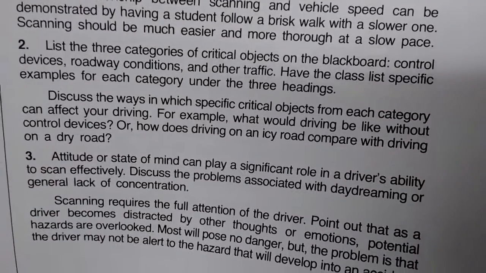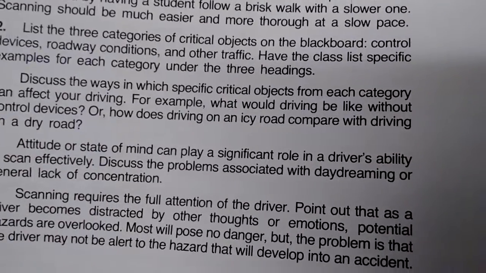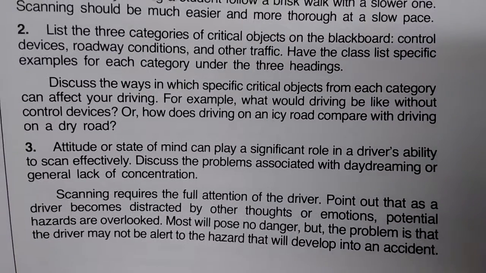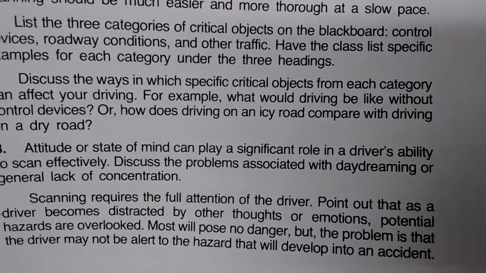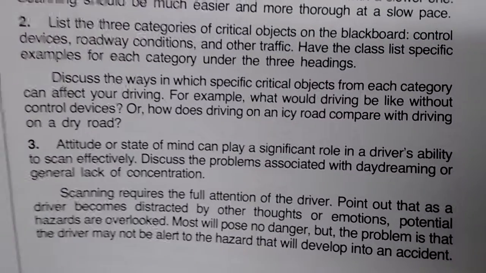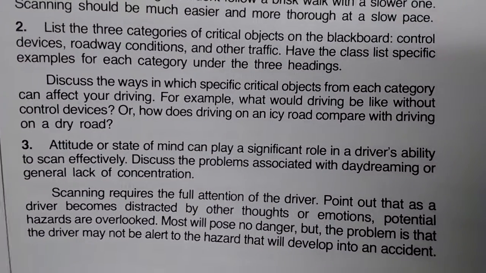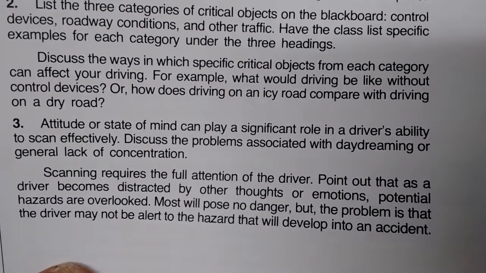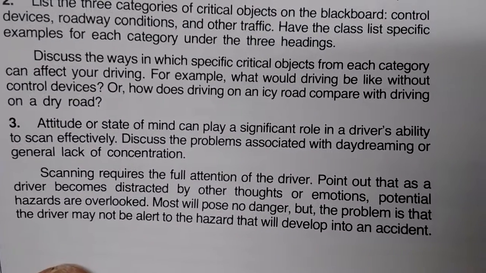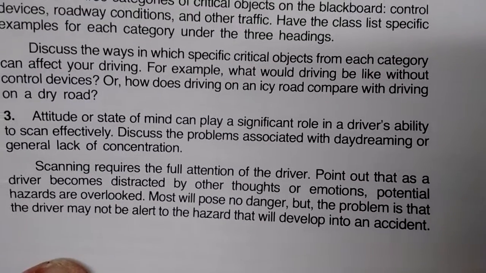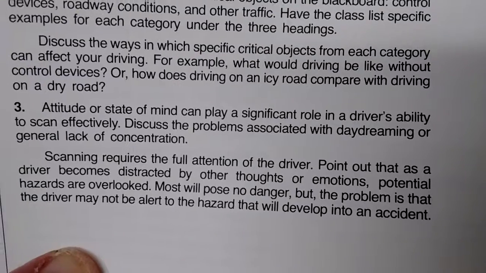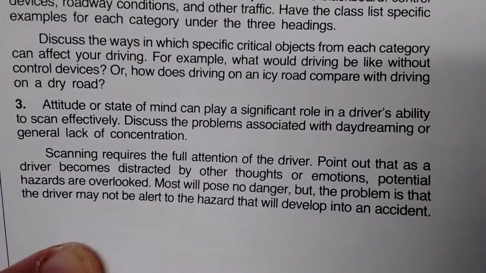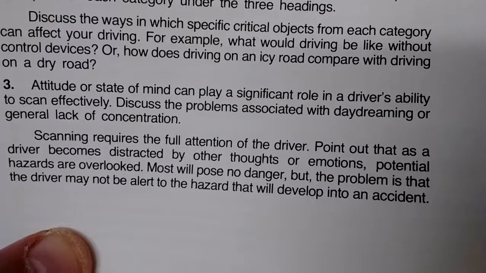Number 2, list the 3 categories of critical objects on the blackboard: control devices, roadway conditions, and other traffic. Have the class list specific examples for each category under the 3 headings. Discuss the ways in which specific critical objects from each category can affect your driving. For example, what would driving be like without control devices? Or how does driving on an icy road compare with driving on a dry road?